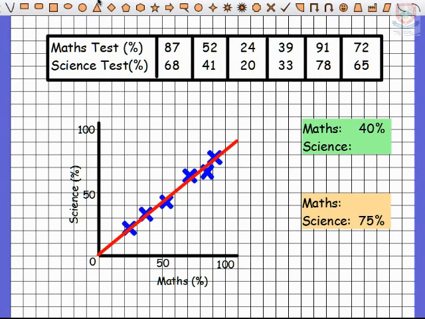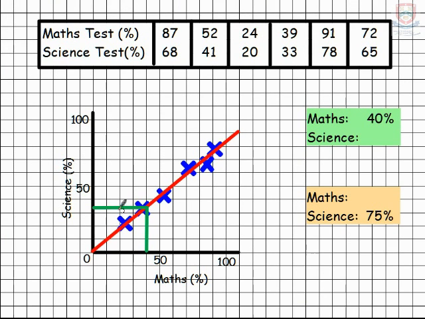To do this, we're going to need to draw some extra lines on our graph. So maths was 40%. So I'm going to find 40% on the maths scale and draw a line from the axes that goes up until it touches the line of best fit. From there, we now move across until it hits the other axes. What this lets us do is to predict what this point might be.